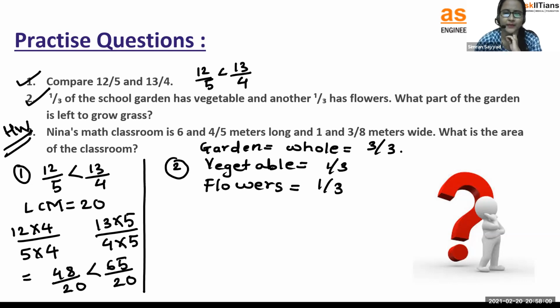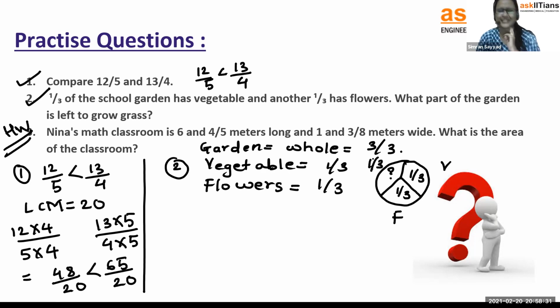Vegetable है 1 by 3. Flowers है 1 by 3. अगर हम लॉजिक अप्लाई कर रहे हैं यहाँ पे, suppose I put this, I can quickly make one part. See, ये 1 by 3 है, ये 1 by 3 है, vegetables 1 by 3, flowers 1 by 3, तो remaining क्या होगा भाई? 1 by 3 होगा ना. Yes, ये common logic है.